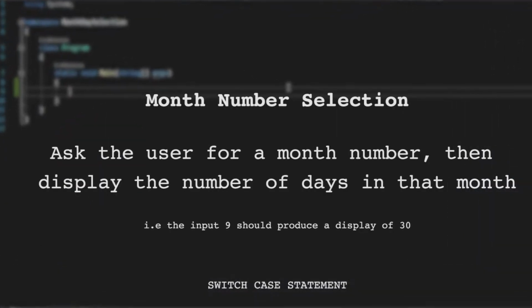In this challenge, we're going to ask the user for a month number, then display the number of days in that month. For example, if the input was 9, we should produce a display of 30 because there are 30 days in September. For this challenge, we're going to be using a select case, although there may be other ways of doing this. We want to be using a switch statement to accomplish this challenge. So go ahead and pause this video if you want to try this yourself. Otherwise, we'll get started right away.